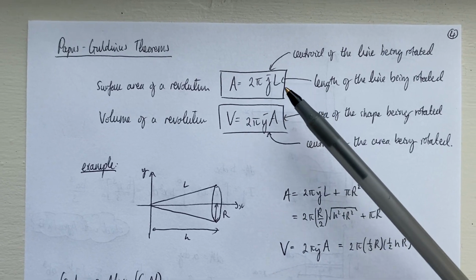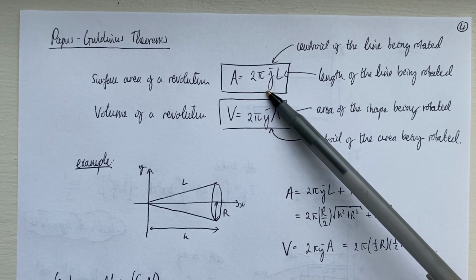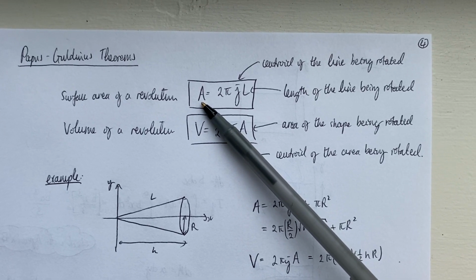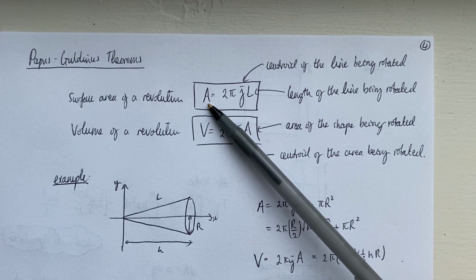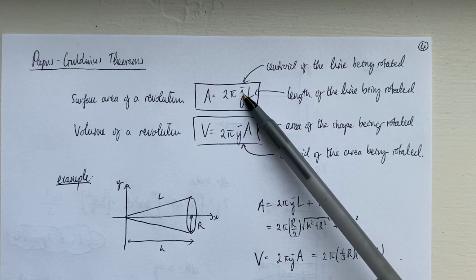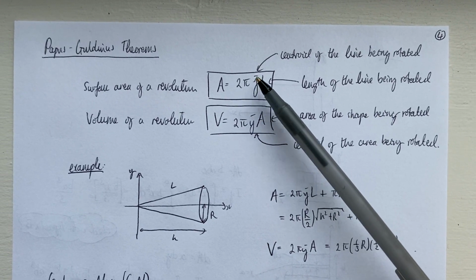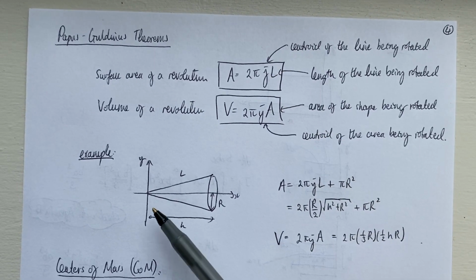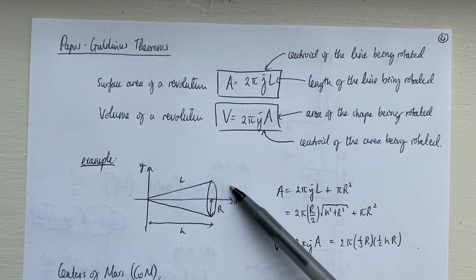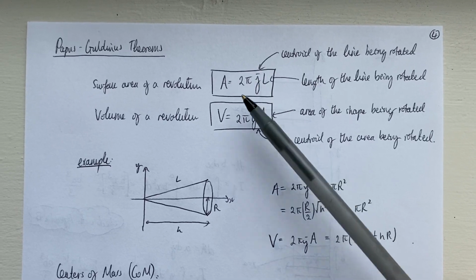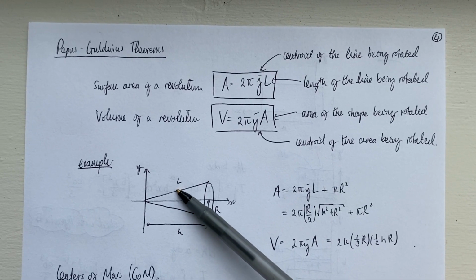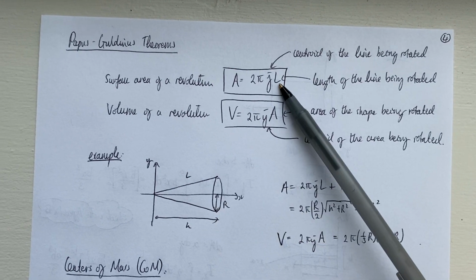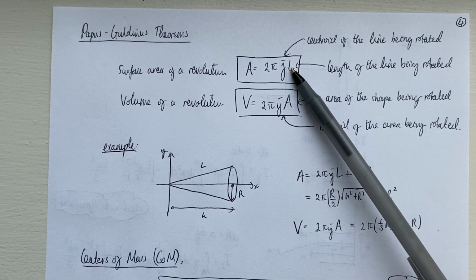So a couple of things to remember about applying these formulae. When we're dealing with the surface area of a revolution, this y bar coordinate here is the centroid of the line being rotated, and this is the length of the line. So in this case it would be the line L that we're rotating. We would find the centroid of the line L, which will just be halfway along it because it's a straight line, and the length of the line we can just work out using trigonometry.